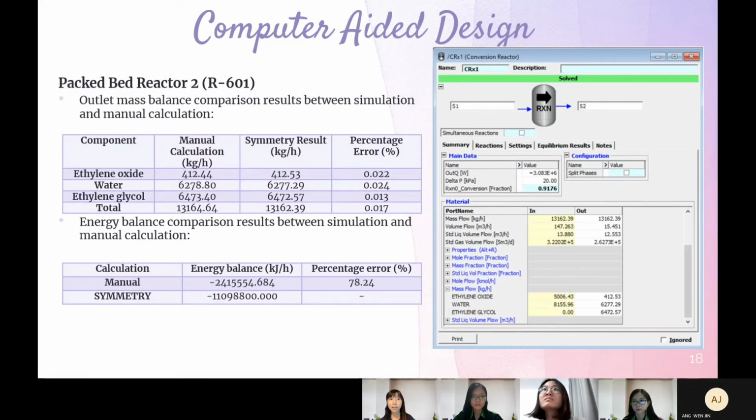For computer-aided design, mass and energy balance in packed bed reactor 2 R601 are simulated using Symmetry software. The table shows the outlet mass balance comparison result between simulation and manual calculation. Percentage error for mass balance is insignificant, while the percentage error for energy balance comparison between simulation result and manual calculation is 78.24%. This is because the heat capacity of each component to reference temperature used in Symmetry is different from manual calculation. Next.